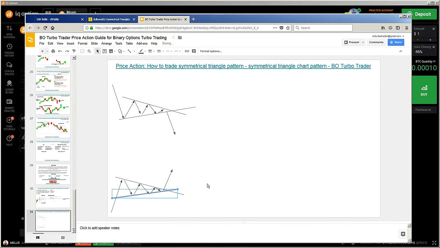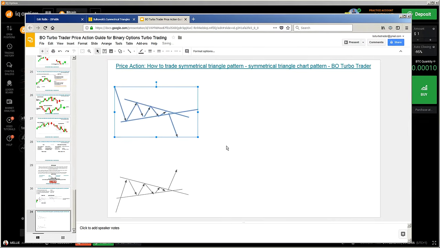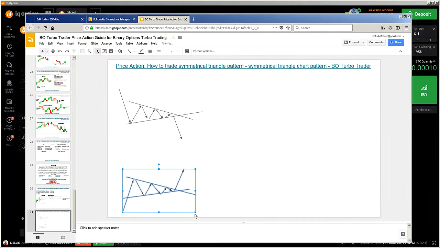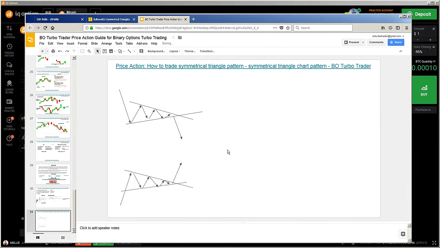There will also be false breakouts, because on the symmetrical triangle you don't know if you are going up or down. It's not sure. It will mostly do this continuation pattern, but it can also be only a fake breakout. And so how you trade this: you can do two parts of trades on this pattern when you identify this pattern.